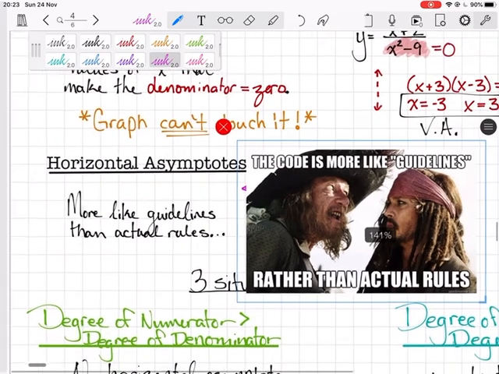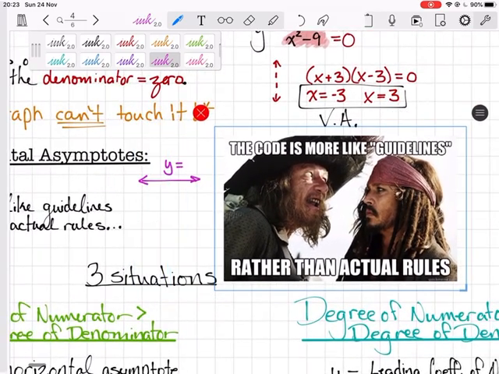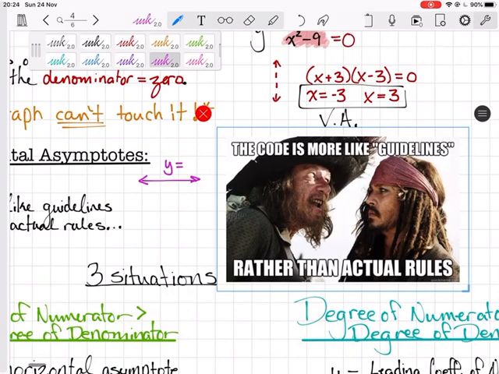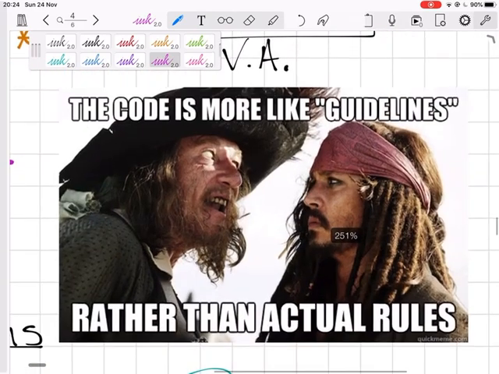So one of my favorite movies is Pirates of the Caribbean, and the second I learned about the horizontal asymptotes, and sometimes we actually do cross them, sometimes we don't, this was the scene that came to my mind. So the code, in this case our code for horizontal asymptotes, are a bit more like guidelines than actual rules.